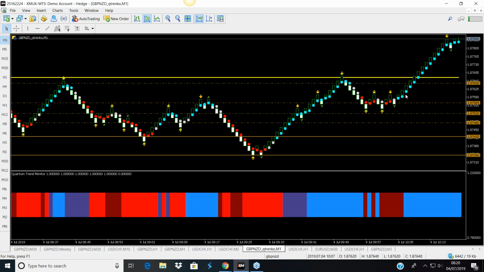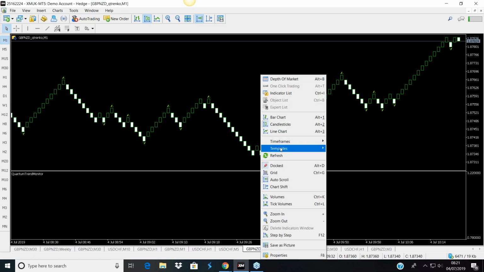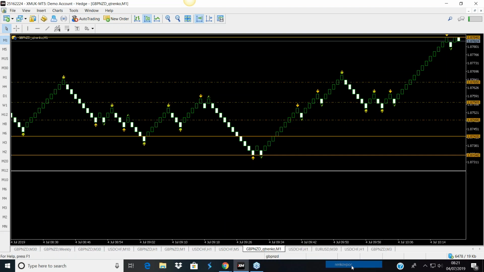And what the Renko does, it helps us with potential entries and exits. And the way I use this indicator is really, I like to see a confirmation. I'd like to see the trend monitor in the same color as my trend dots, even if it means I've actually missed some pips in the initial move.